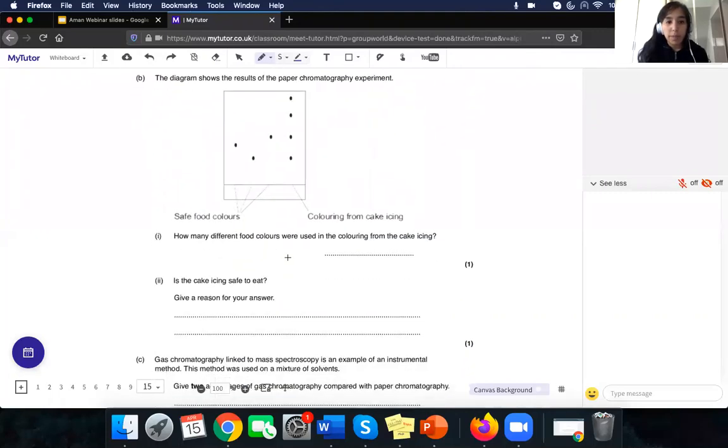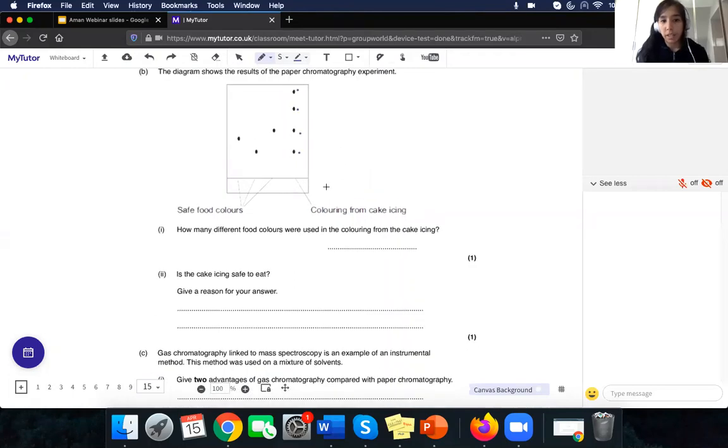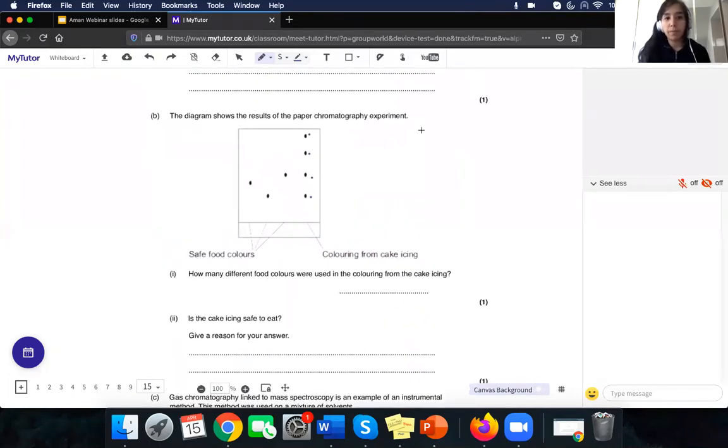Good, okay. How many different food colourings were used in the colouring from the cake icing? Good, 4, exactly. So 1, 2, 3, 4, well done. Is the cake icing safe to eat? What do we think? Someone's saying yes, some people are saying no. We've got about 50-50 at the moment.